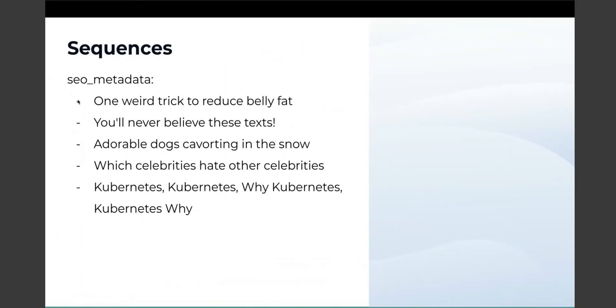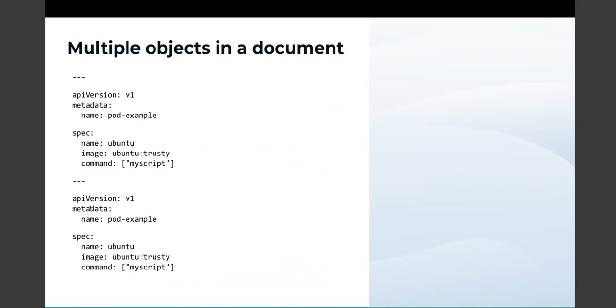These hyphens are the important part there. All right. Now, you can put multiple objects in a single YAML document. And the way that you do that is by separating them with these 3 dashes. Okay, so here I have 2 different objects. They happen to be the same, but there are 2 objects in this document.